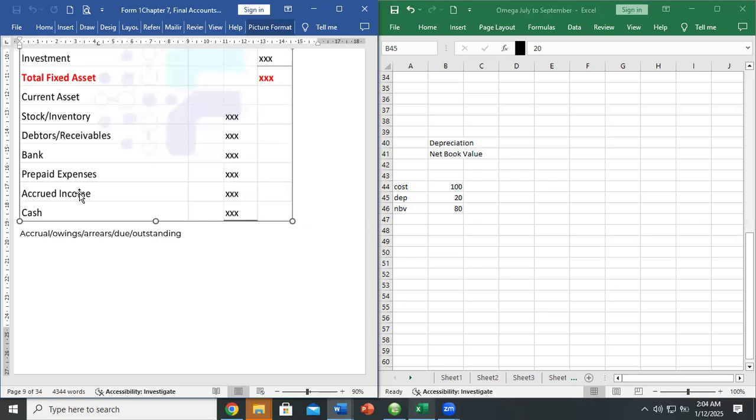And then the last bit is your cash, as in the physical cash you have in your pocket or in the business office or safe. Okay, please, any question, professors?